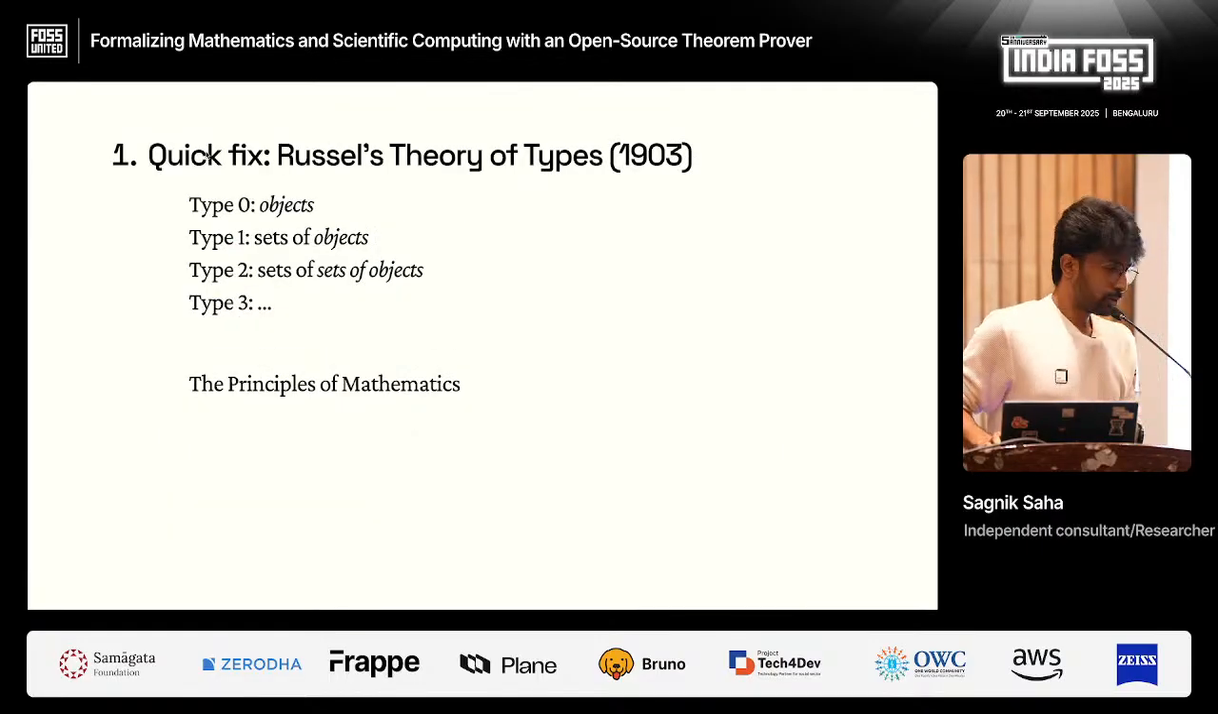To solve this, one of the quick fixes that Russell made was to define a theory of types. In this theory, we define types in different stages. Stage 0 of types will be objects. Then we have sets of objects. Then we have sets of sets of objects. If we define things like this, we don't run into complications of creating larger collections and naming them in the same process.